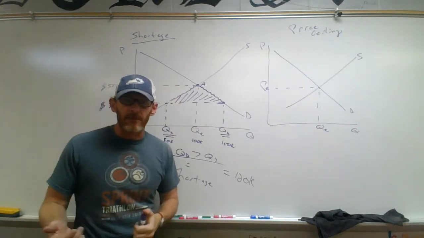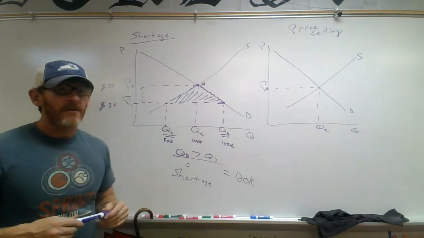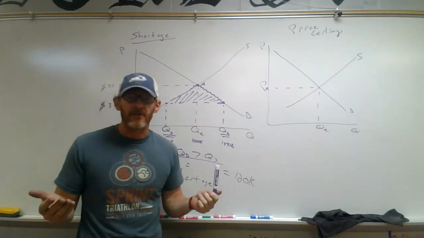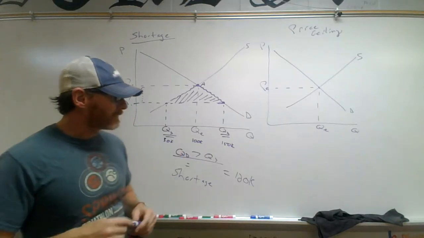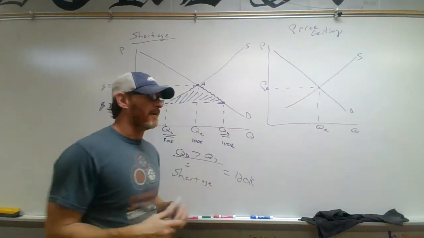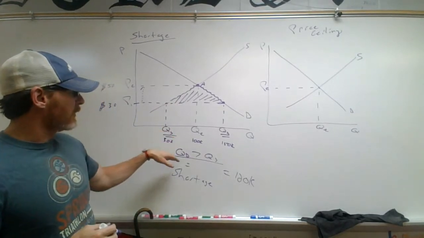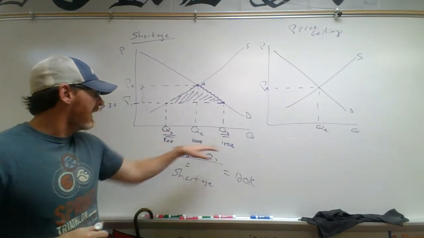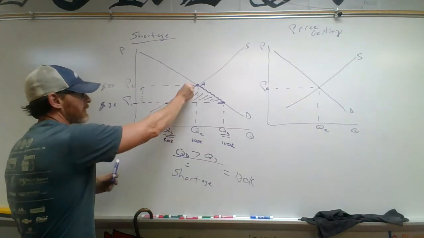Sometimes it happens on purpose. Sometimes it happens because markets are trying to figure out what the price is. So you see that with clearance sales at malls and stuff. That means it's a shortage. I'm sorry, that would be a surplus. Skip that one. That'd be more of a surplus. So anyway, in this case, when there's a shortage, the quantity demanded is a lot higher than the quantity supplied. And the way that you fix it is by moving the price up to get rid of the shortage.